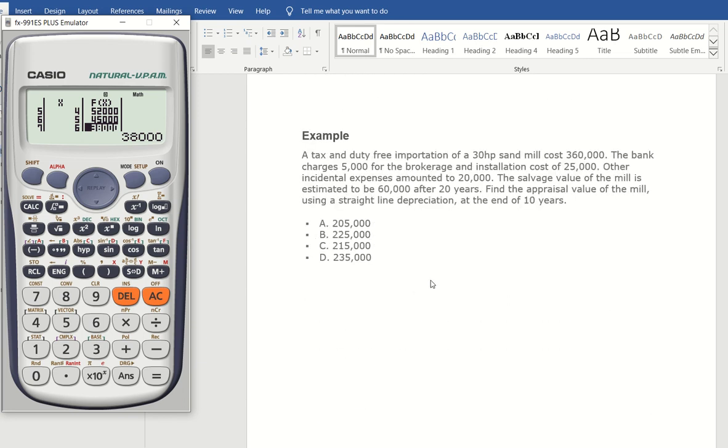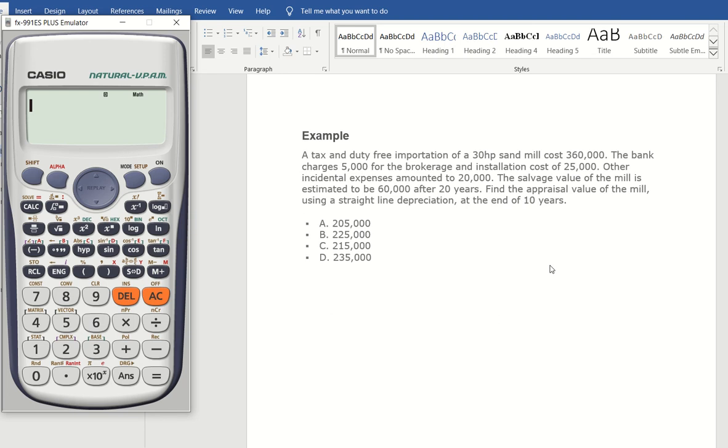But here I have a little bit more complicated problem. A tax and duty-free importation of a 30 horsepower sand mill costs 360,000. The bank charges 5,000 for the brokerage and installation cost of 25,000. Other incidental expenses amounted to 20,000. The salvage value of the mill is estimated to be 60,000 after 20 years. Find the appraisal value of the mill using straight line depreciation at the end of 10 years.